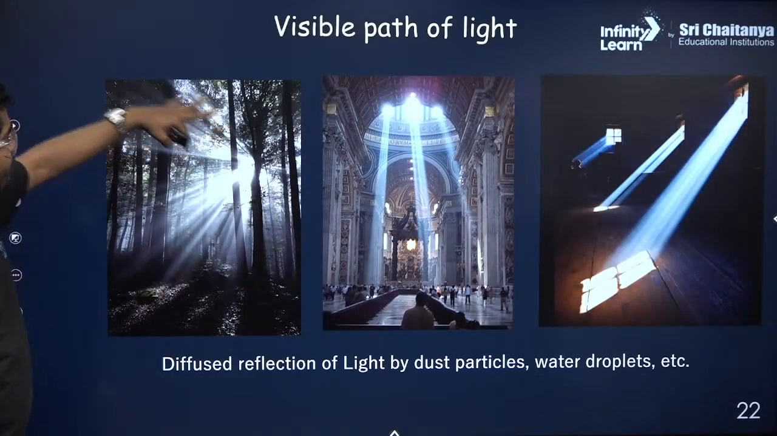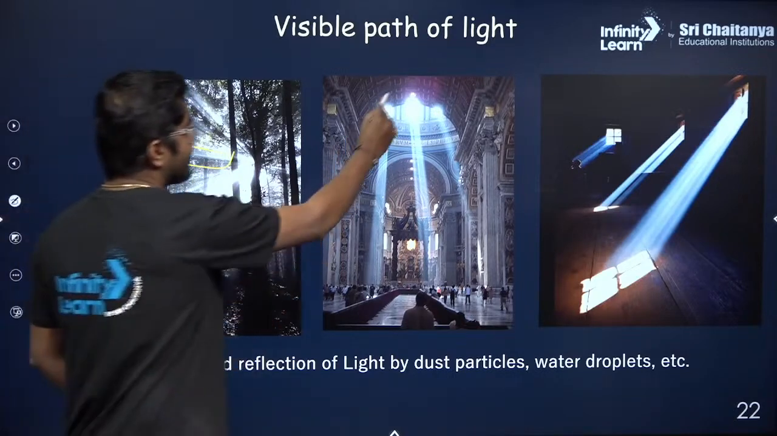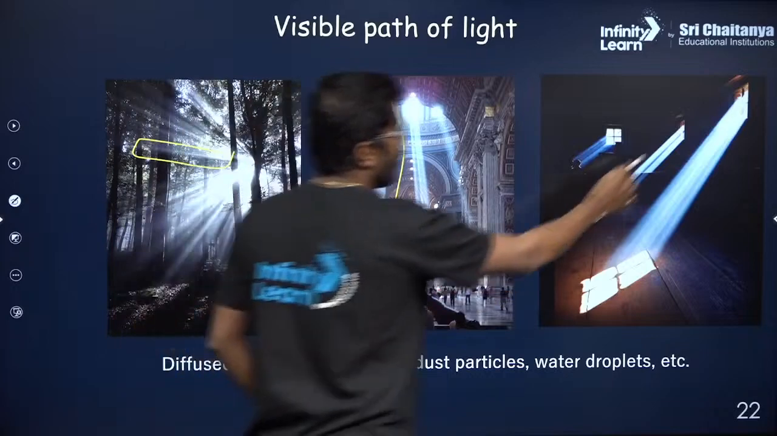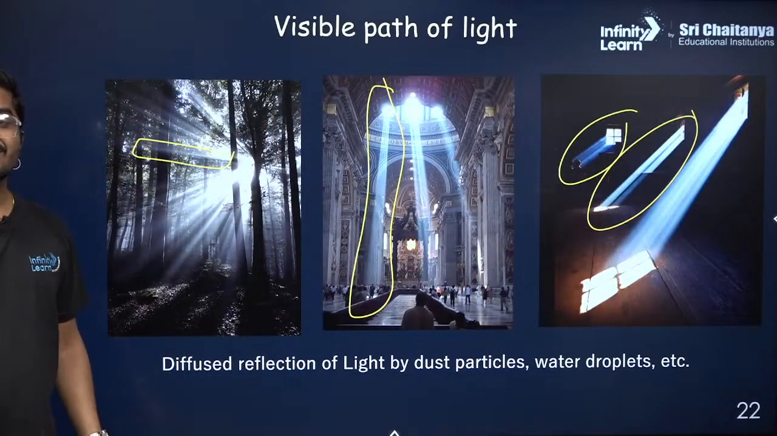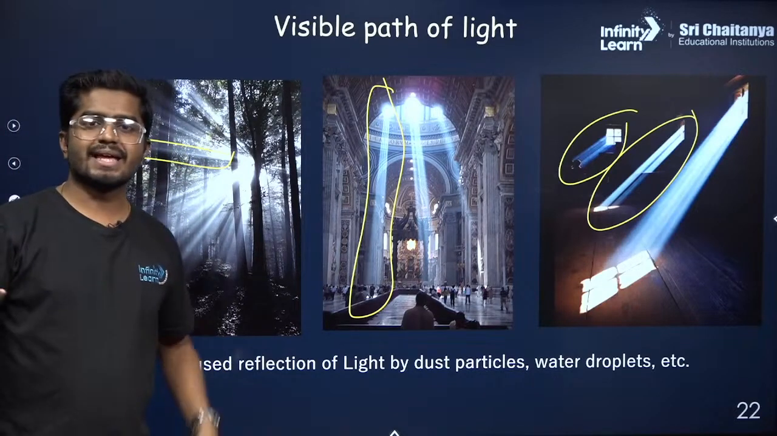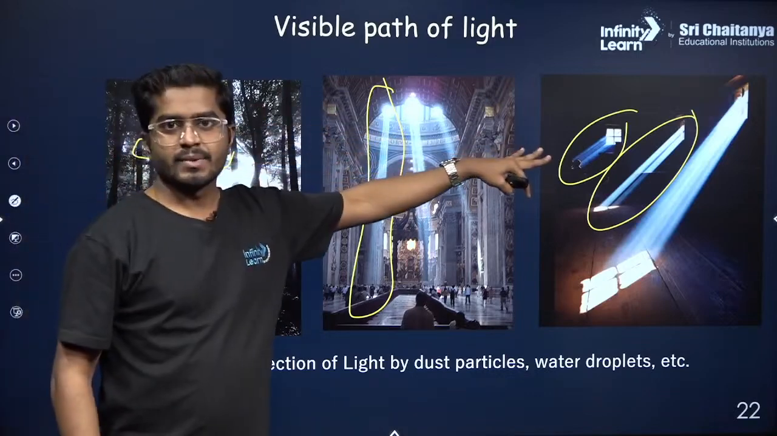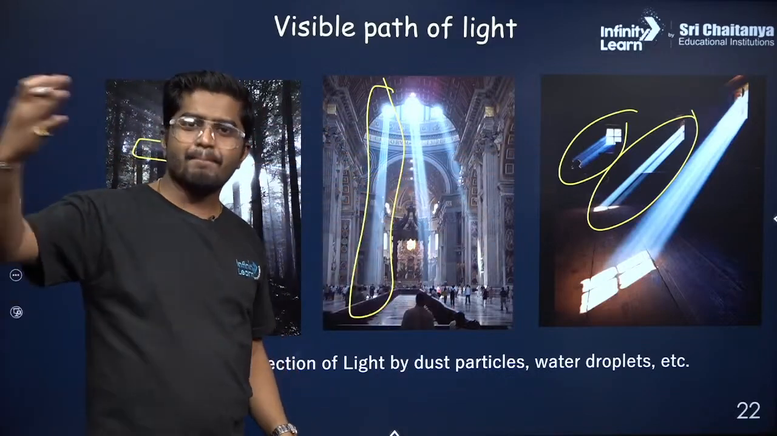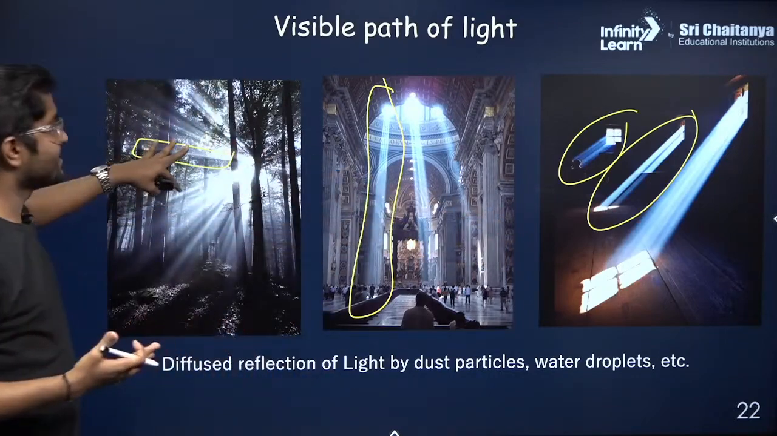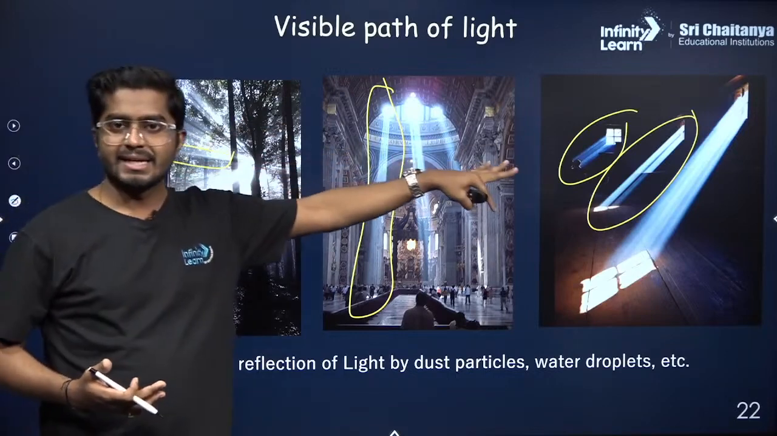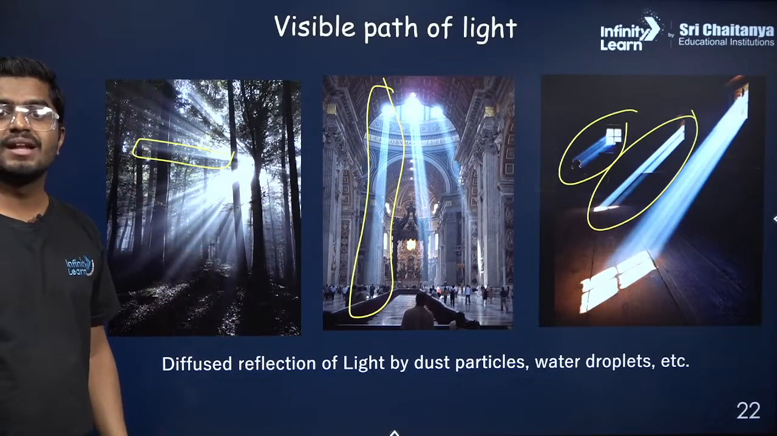So you must have seen in a forest the path of light is clearly visible, or in your olden houses the path of the light is clearly visible. In our houses, if your house is very clean, a modern house, we do not see this. If you open the window, we do not see the path of light. But if you go to a very old house, or if you go to the forest, we see this path of light. So this path of light is the result of the Tyndall effect.